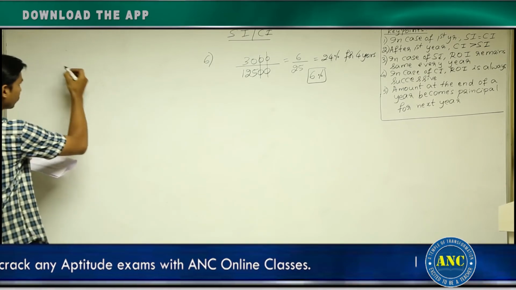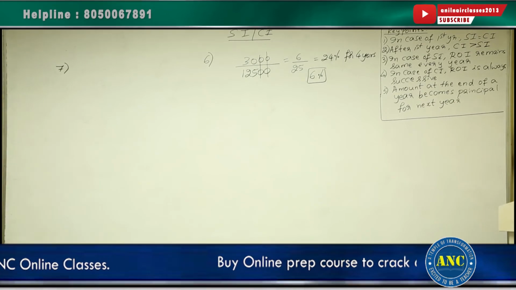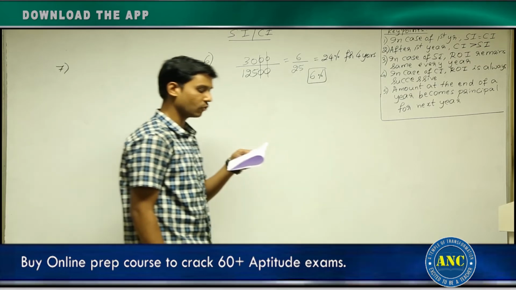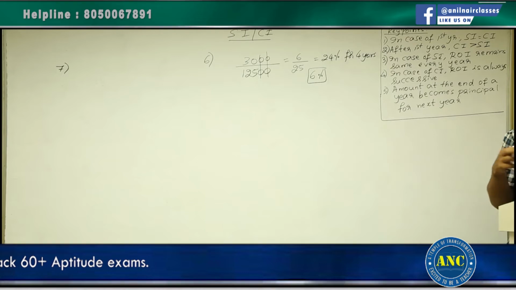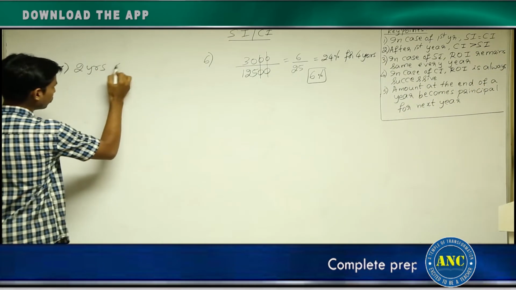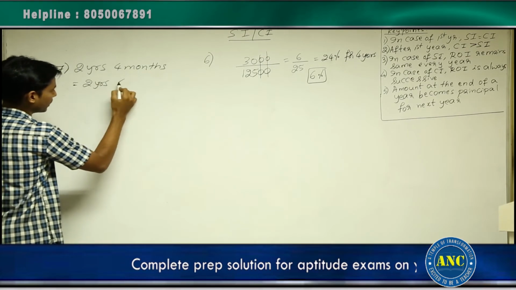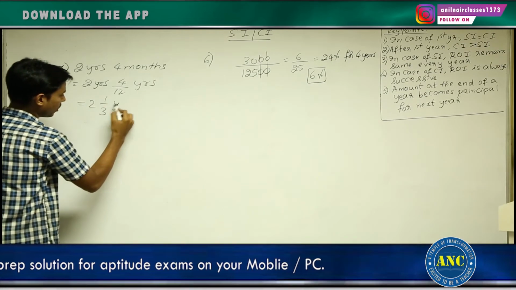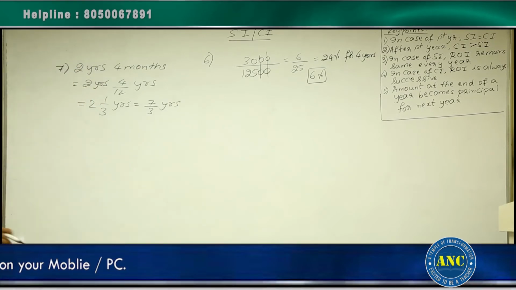Seventh one. Please see the seventh question. A sum of 1,600 gives a simple interest of 252 rupees in 2 years and 4 months. Find the rate of interest per annum. They are telling 2 years and 4 months. What is 2 years and 4 months? It is 2 years and 4 by 12 years. So it is 2 1 by 3 years, or 7 by 3 years. Agreed? 7 by 3 years.